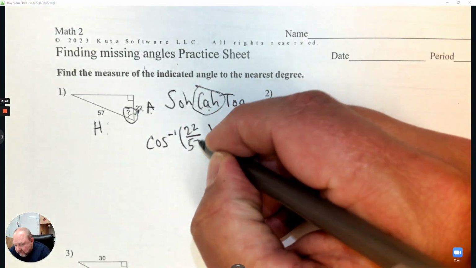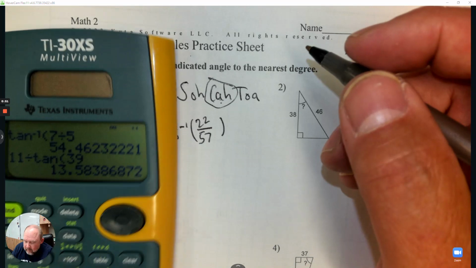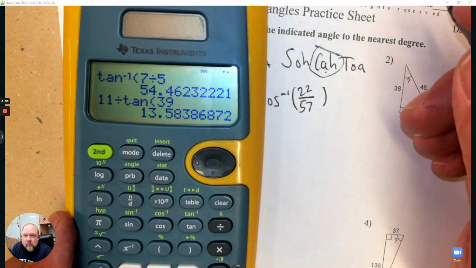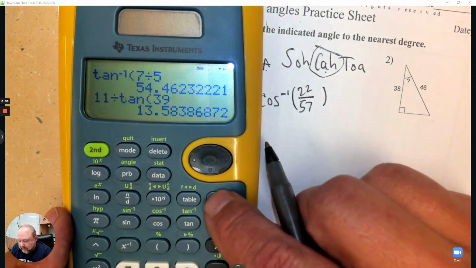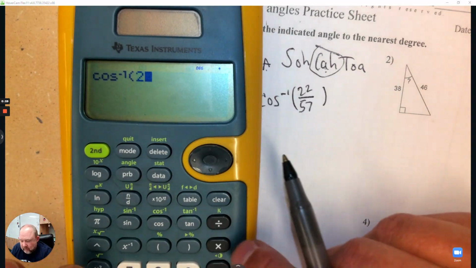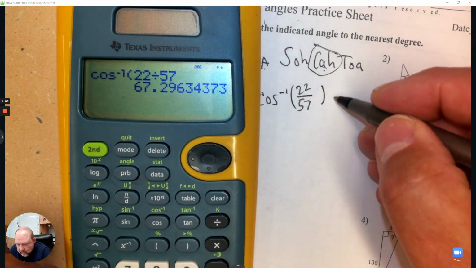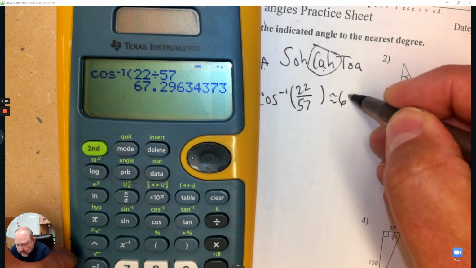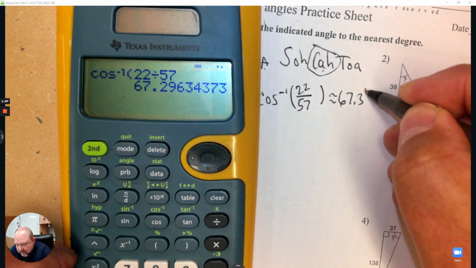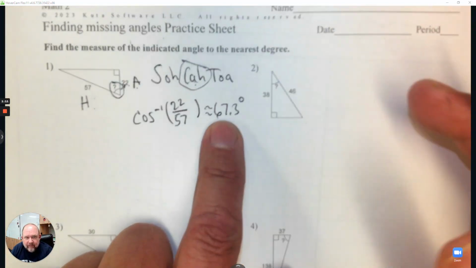And then we're going to use our calculator. So we got to press the green button first, and then 22 over 57. If you don't have a calculator at home, you can go to Desmos and do the work on Desmos if you want to. Make sure the symbol for degree is there and you have the angle. All right, let's try again.